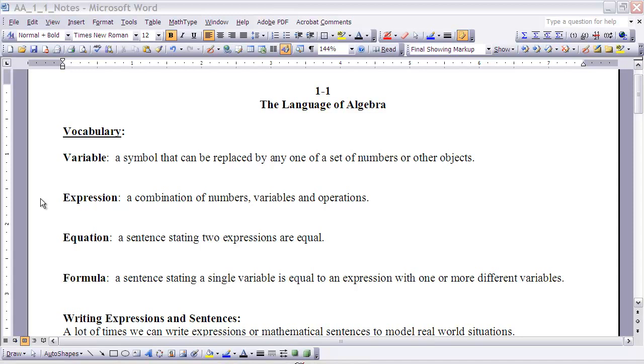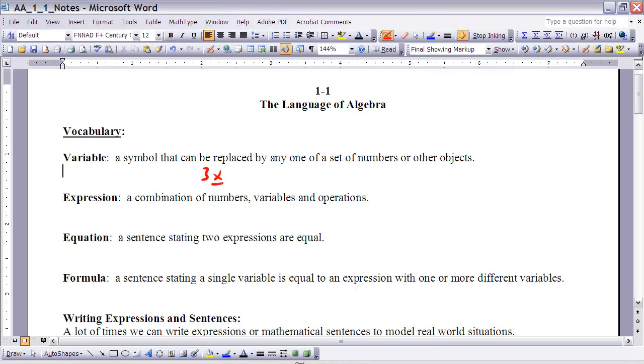The first is variable, then expression, equation, and then finally formula. A variable, and all 4 of these should be somewhat familiar to you from your earlier algebra course, but just to review, a variable is a symbol that can be replaced by any one of a set of numbers or other objects. So examples of that would be something like 3x, where x would be that variable, or 2y plus 7, where y is your variable.